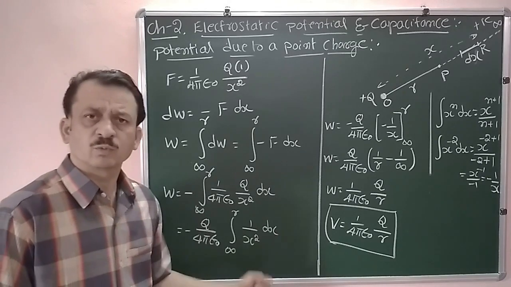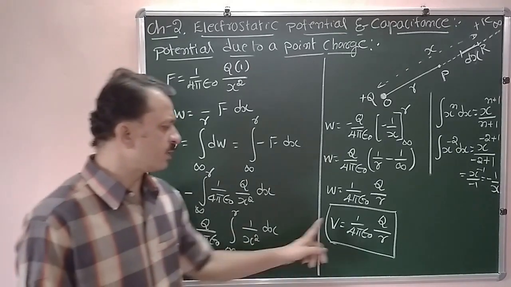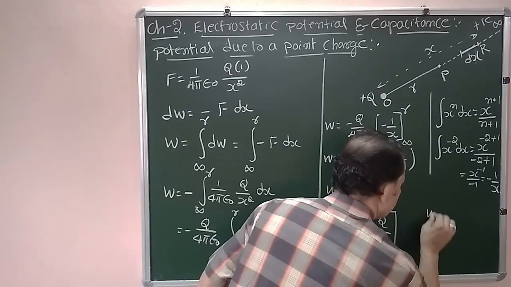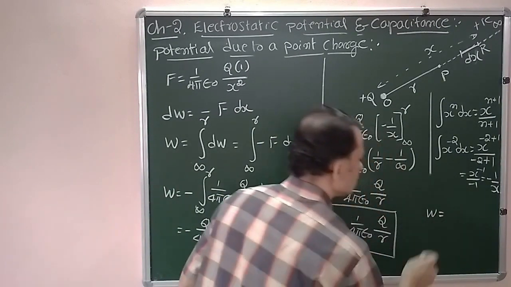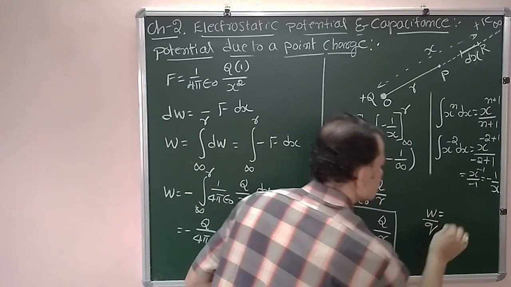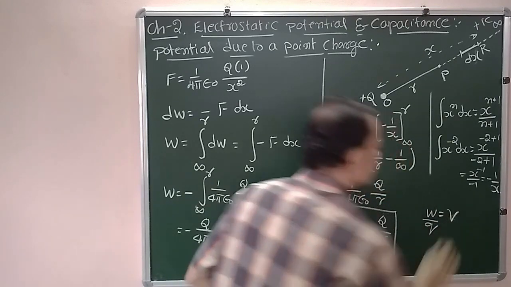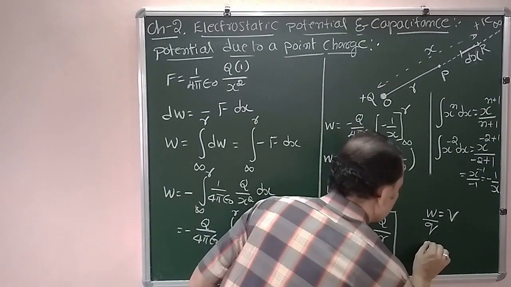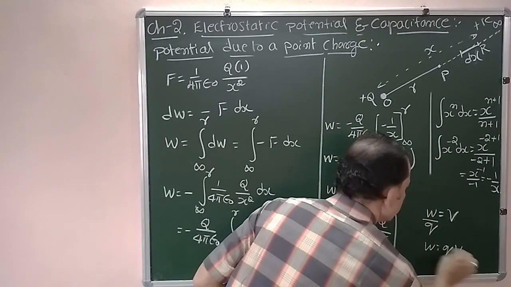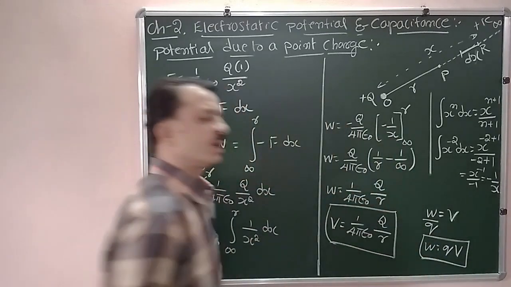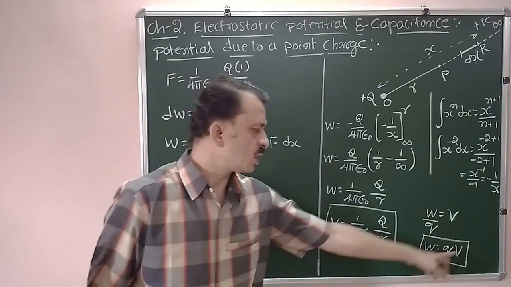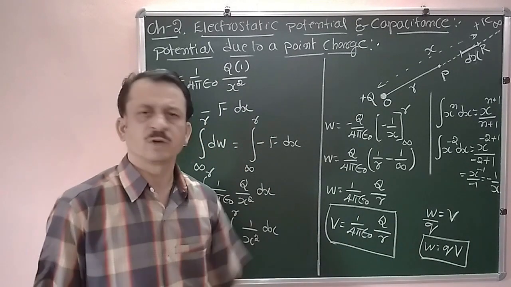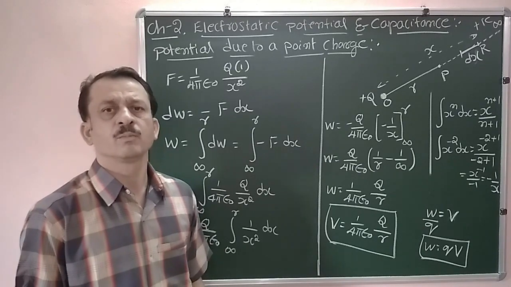And one more relation we are going to get between the potential and the work done. Work done divided by the charge is the potential, according to the definition. Work done divided by the charge is the potential, or work done is equal to Q into V. We are getting one more important relation: work done is equal to charge multiplied by the potential. And that formula we are going to use while solving some problems.